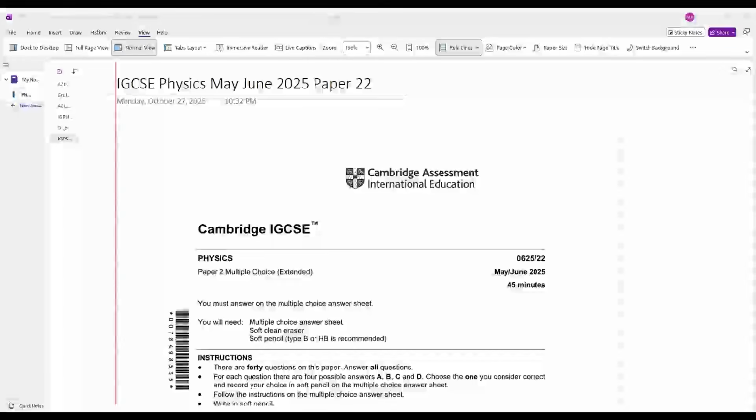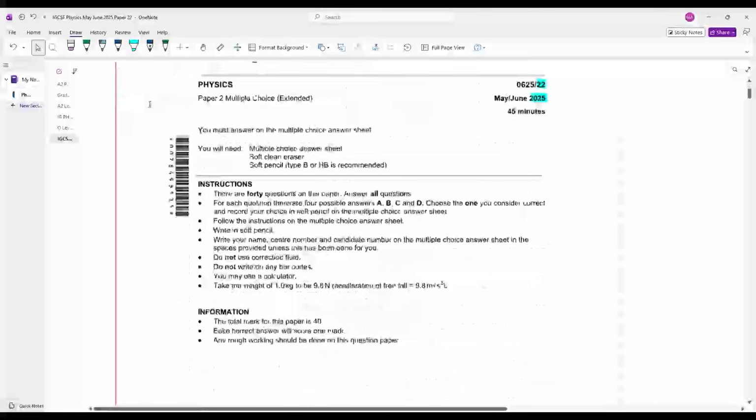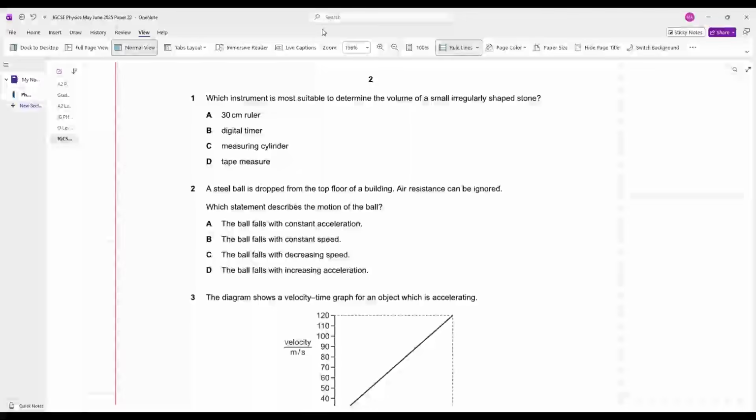Okay, students. So let's get started with IGCSE Physics, May June 2025, paper 2, variant 2. This is a 45 minutes paper, the MCQ paper. Let's start with that. Okay, so let's zoom in a bit here.